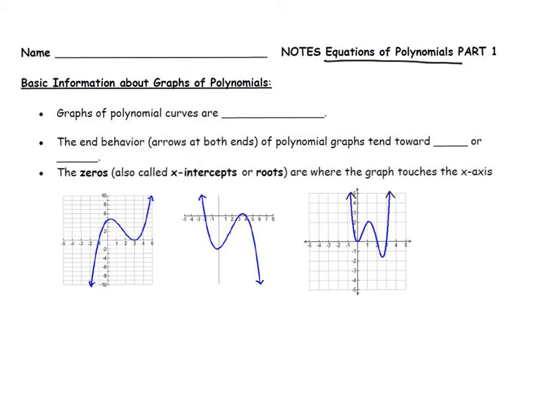The first is that the graphs of the polynomials are all smooth curves. So they're kind of like roller coasters. They go up and down and back up. But the key is that they don't have any sharp edges, all smooth curves.